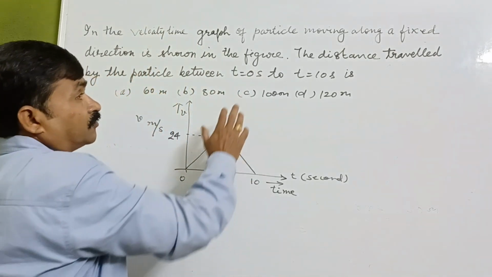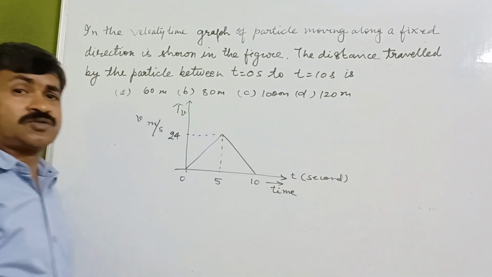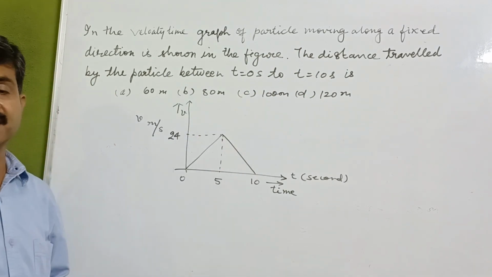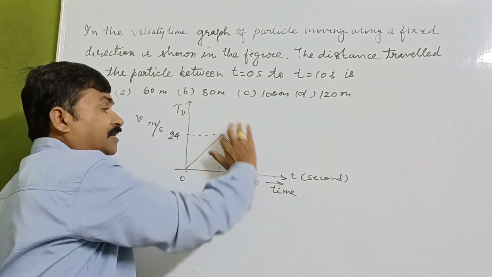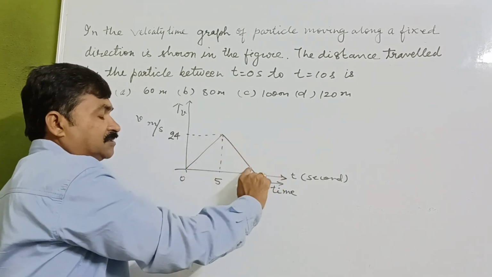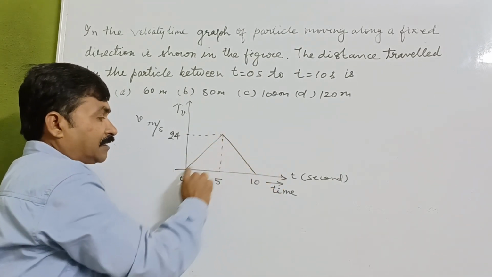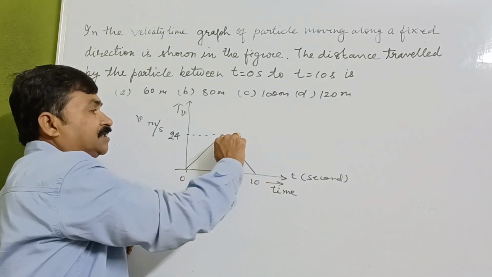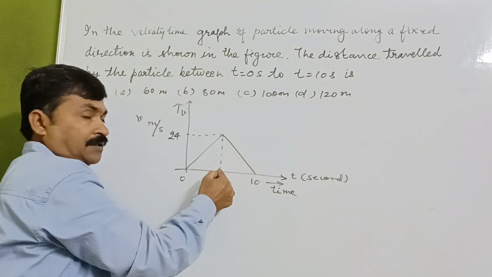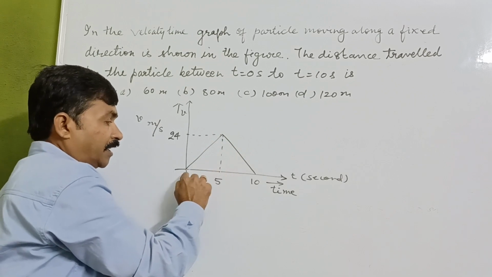But the question is based on the distance, so here we will calculate the distance, and for calculating the distance we must know the area under the graph. So here if you see the shape, we are having a triangular shape. It is starting from here up to this. This is your height, altitude, and this is the base.